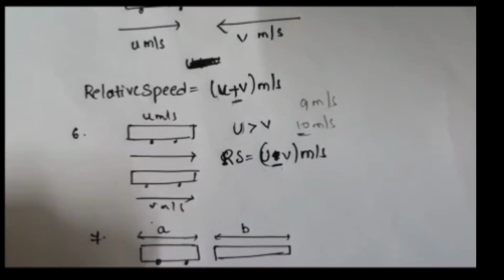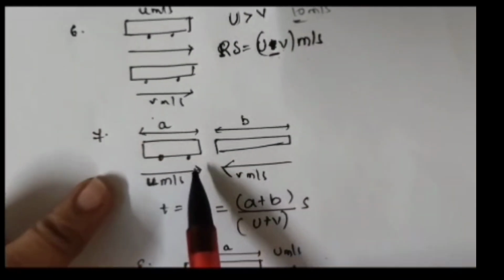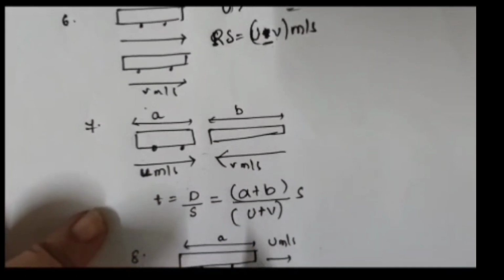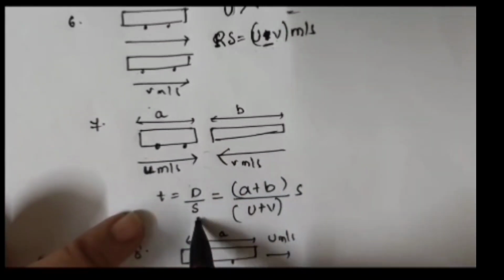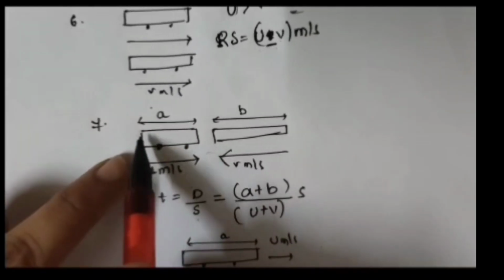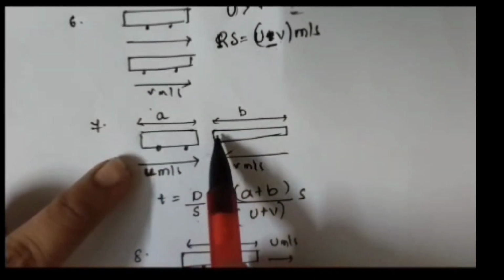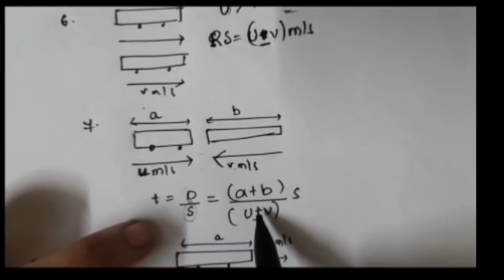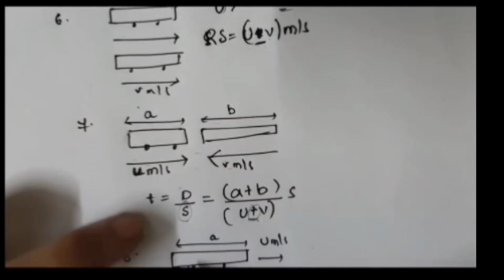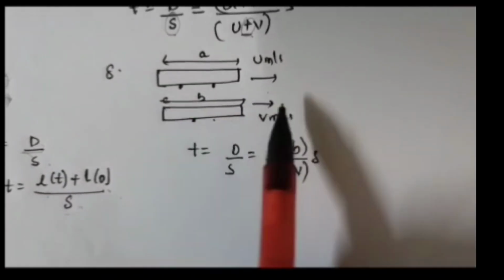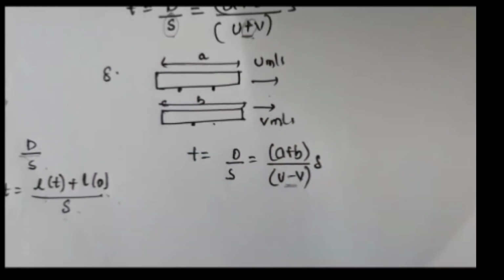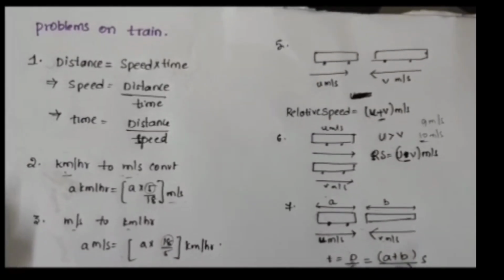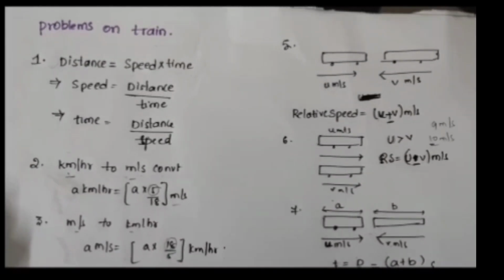Suppose both trains are moving in opposite directions and they give the lengths of the trains. Time is distance by speed. The distance is the length of the first train A plus the length of the second train B. When they move in opposite directions you add the speeds, and when they move in the same direction you subtract. So these are the formulas to calculate any train problem. Let's go into the problems now.